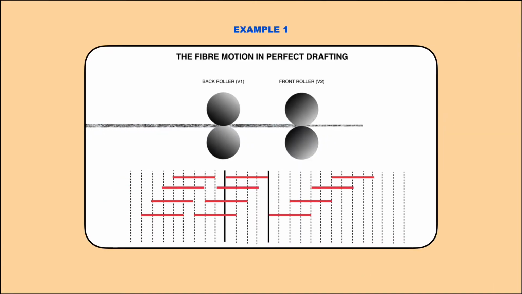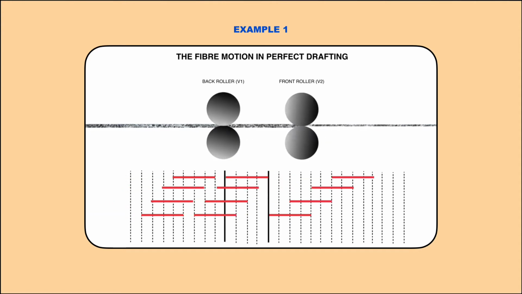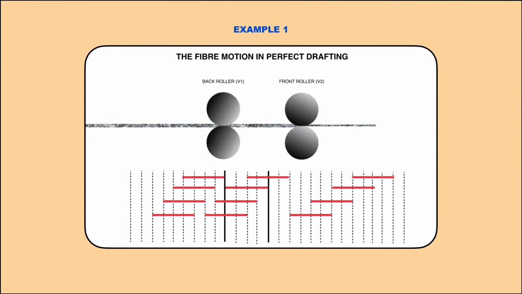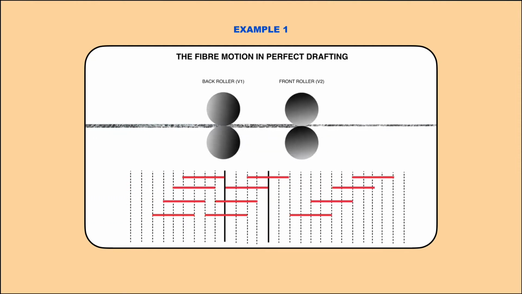As you can see in this example, the front rollers move faster than the back rollers, so the fibers are pulled and thus become thinner. Perfect drafting is where all the fibers are uniform in length and move at equal speed.